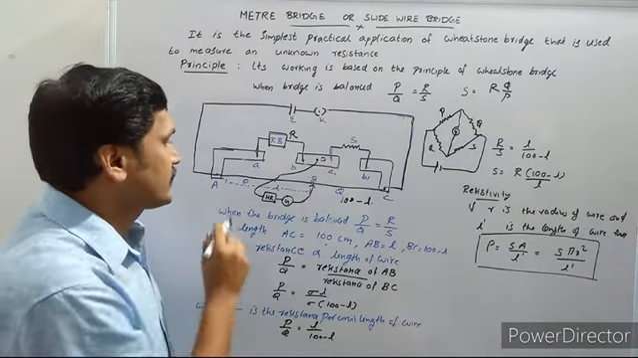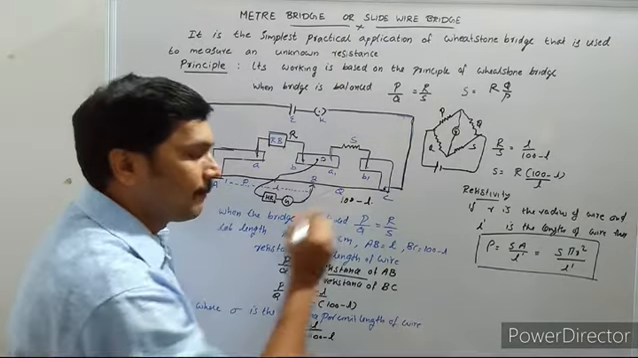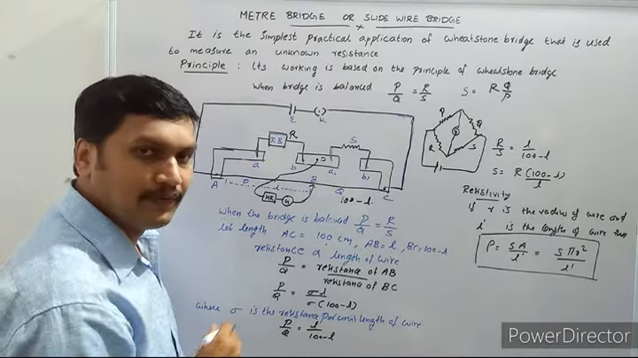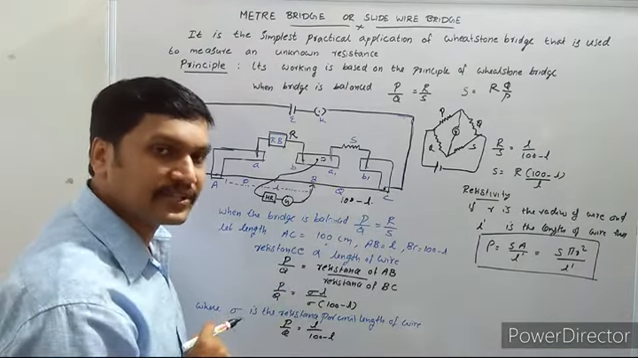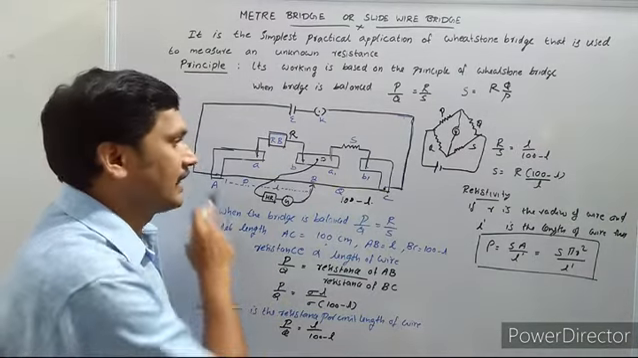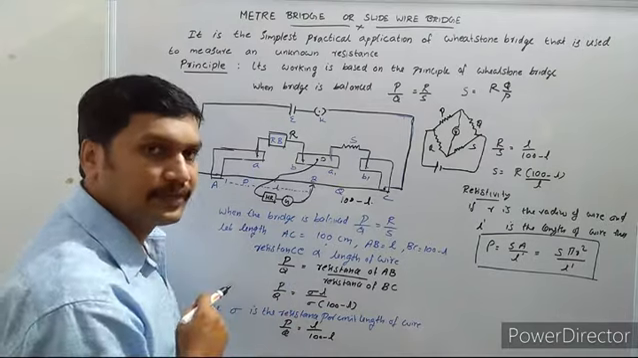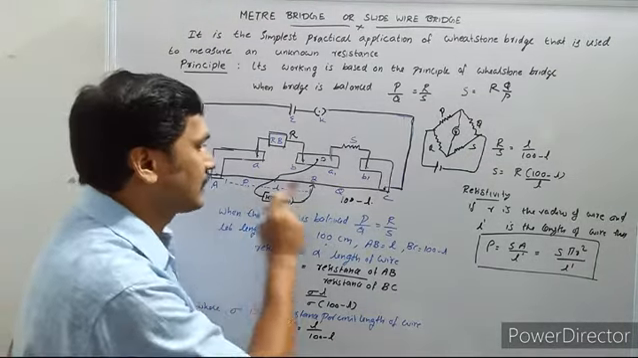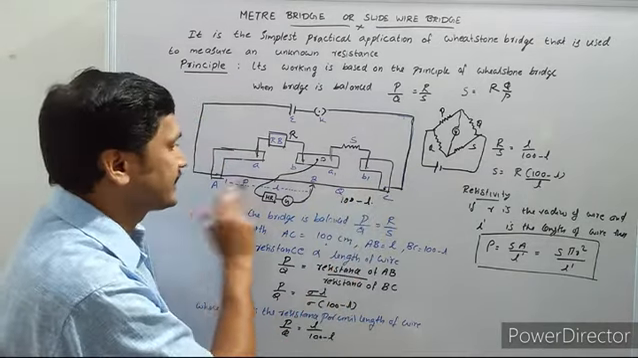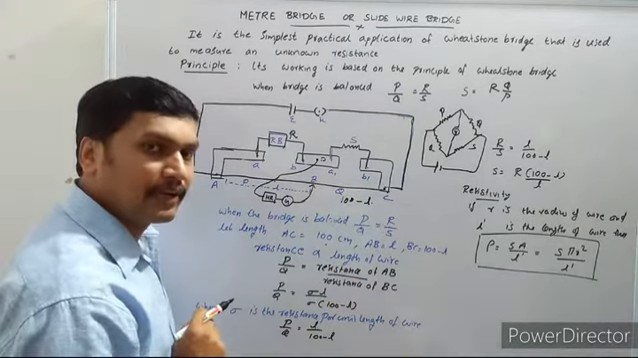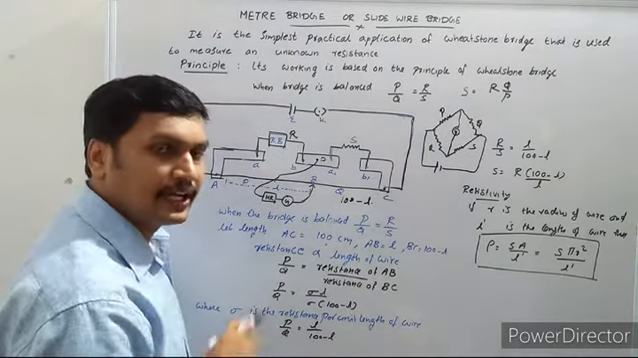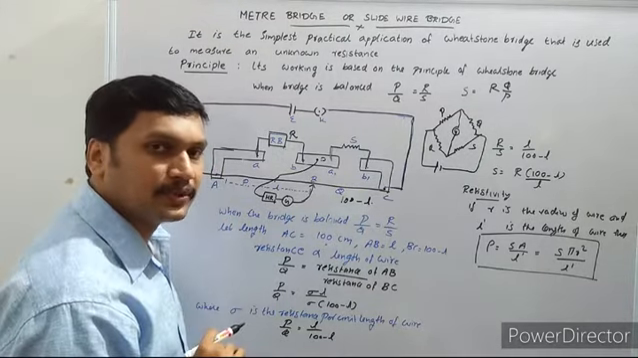A meter bridge consists of 1 meter long manganese wire, which is stretched along a meter scale and attached to a wooden board. Here it is shown as AC, a 1 meter long wire stretched along a meter scale and fixed on a wooden board.